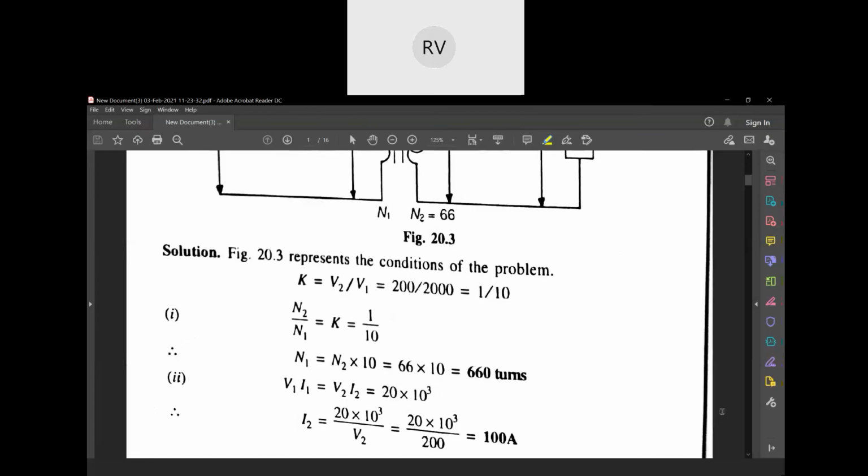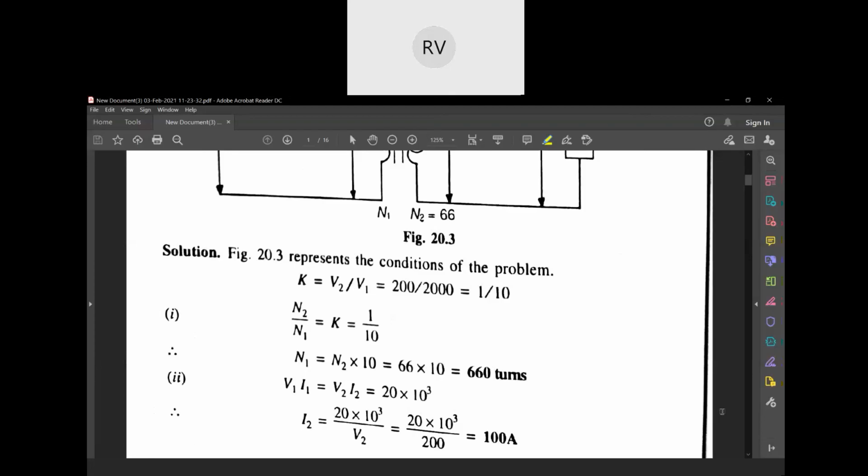The k value is nothing but k is equal to V2 by V1. You know what is V2 and you know what is V1, right? V2 is 200 volts and V1 is 2000 volts, so the k value is equal to 1 by 10. And once you know the k value is equal to 1 by 10, you can easily calculate the number of turns, right? N2 by N1 is equal to k. So just by plugging in the N2 value in this equation, you can say that N1 is equal to 660 turns.